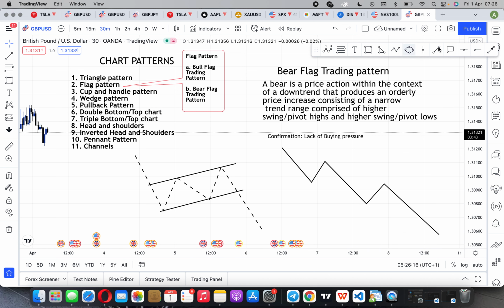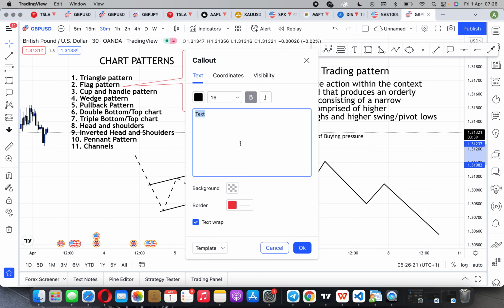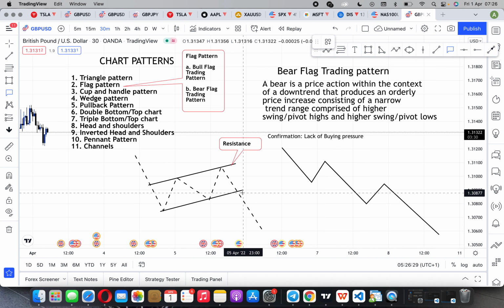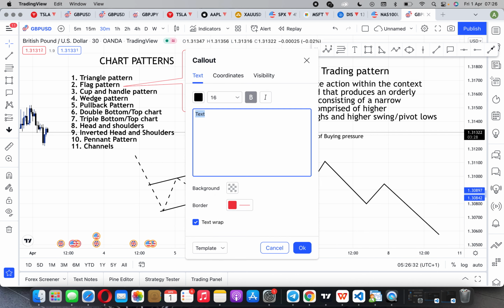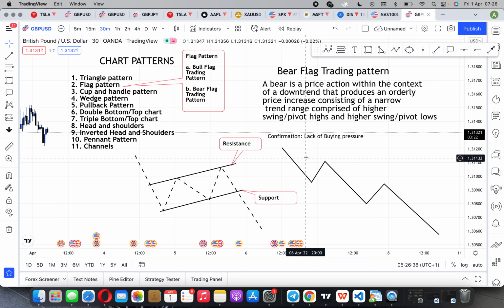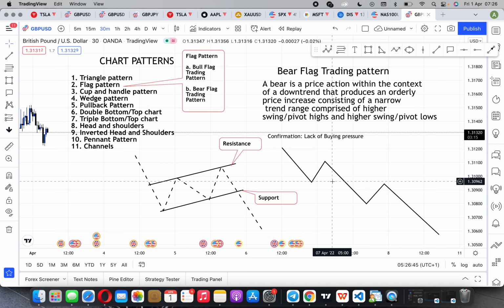Let me just label it for you guys. As usual, I really believe that we already know about support and resistance. We have the resistance here, and the support is here, right? And then we have a breakout to the downside here. Because we are on a downtrend, we are looking forward to the market breaking down more to the downside. So what is the definition?